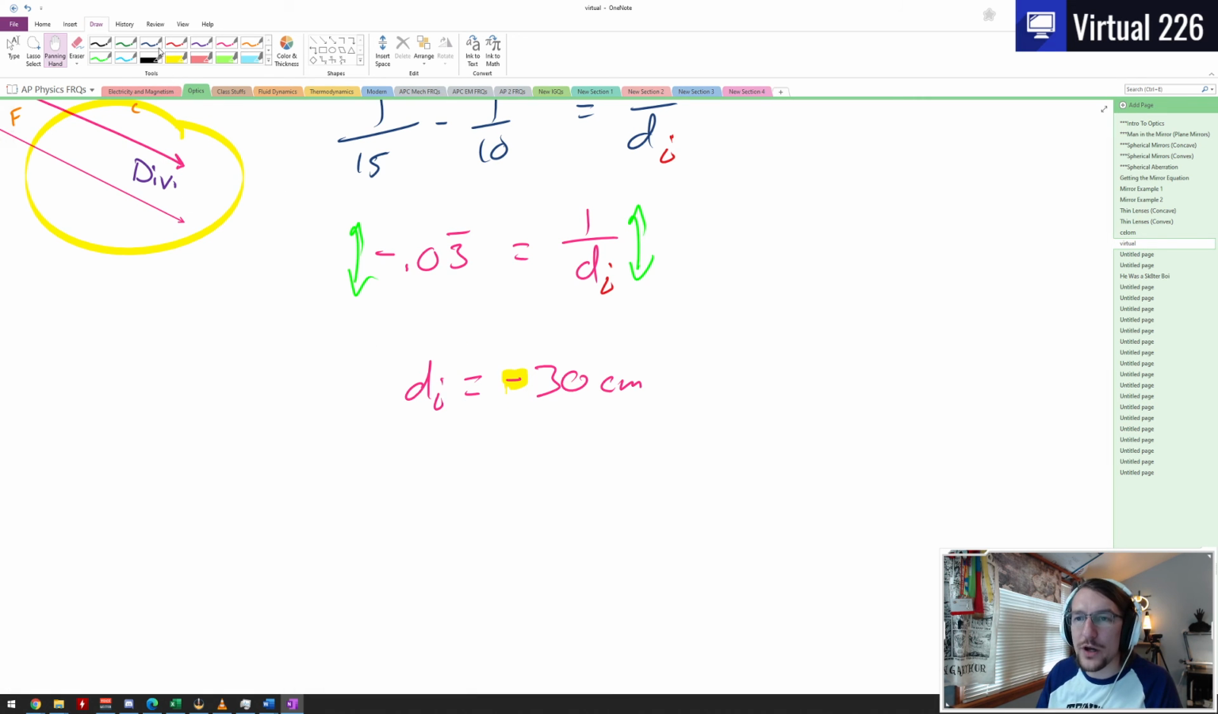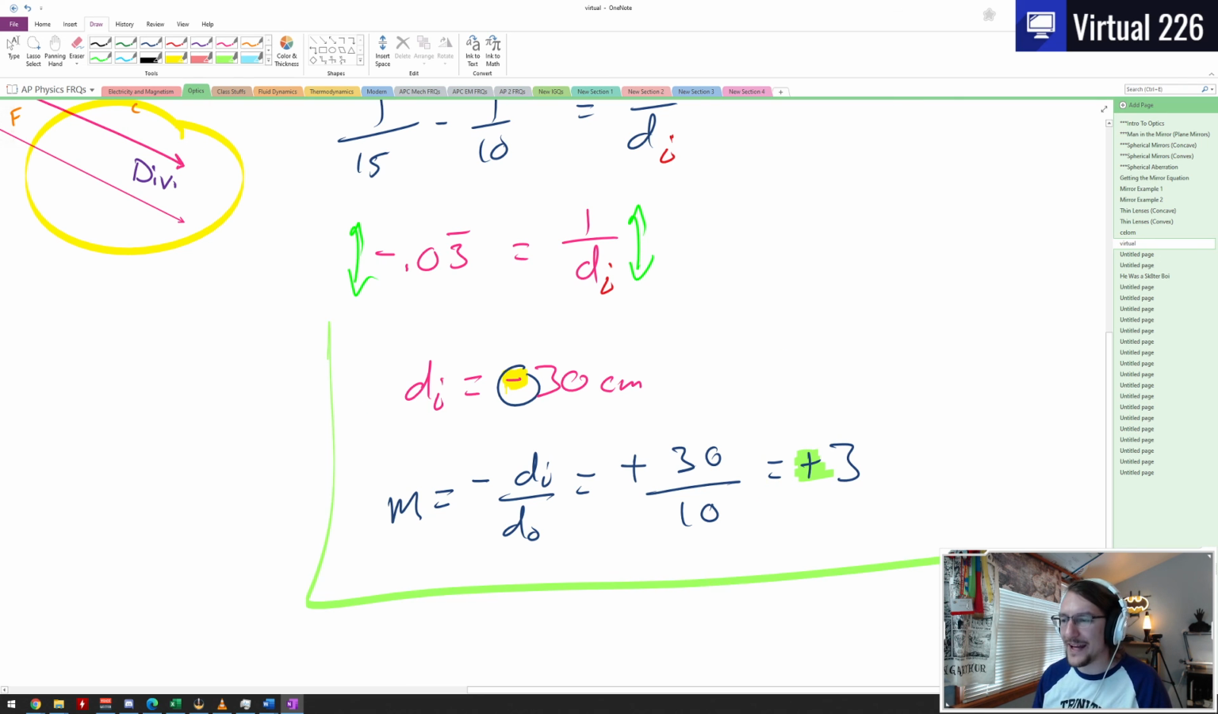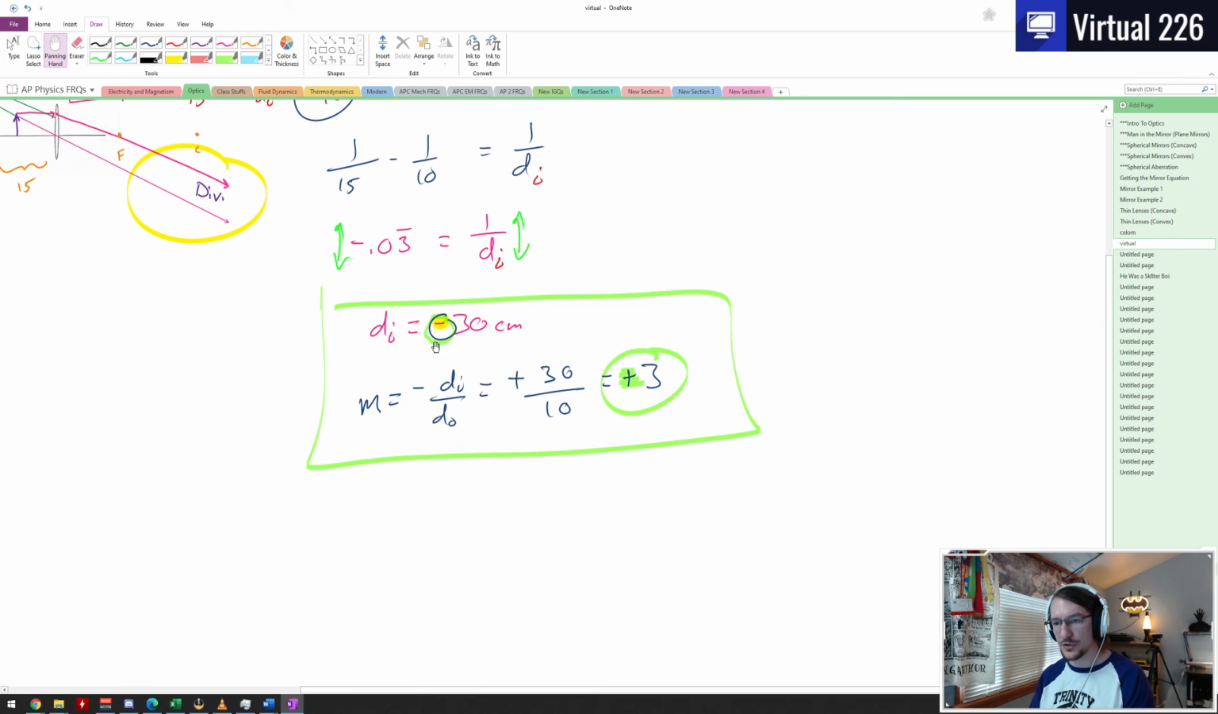So the image is not where it really is in terms of the light, which means that this value has to be negative. We also see that if we look at the magnification, negative di over do, we get the negative of a negative, positive, of 30 over 10, and we see that our magnification is +3. So our image is 3 times larger than our object, and as we stated before, since this value is positive, it's an upright image, it is virtual. That's why we have our negatives here, why they make sense, and how they apply to the magnification equation.